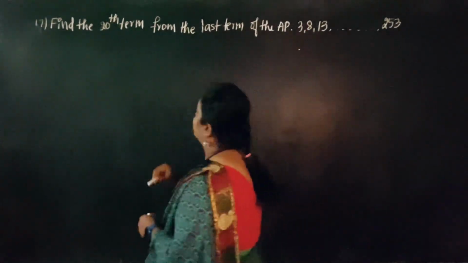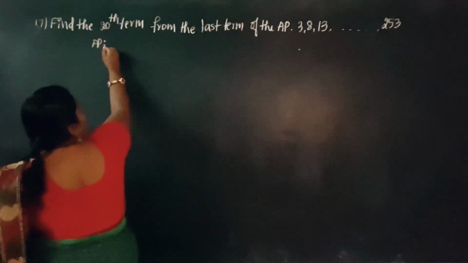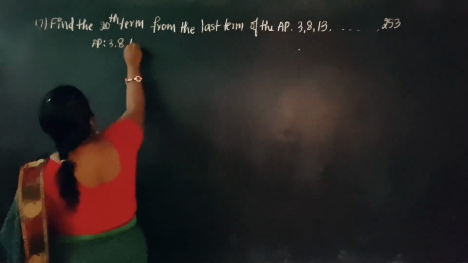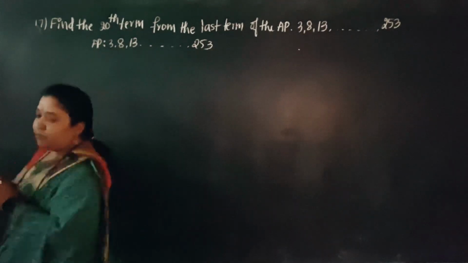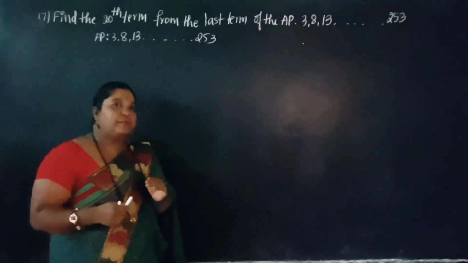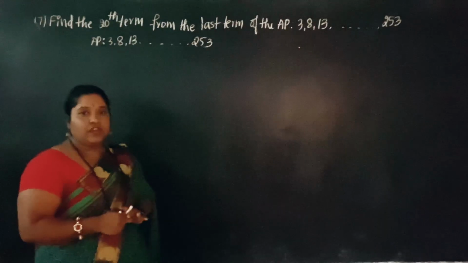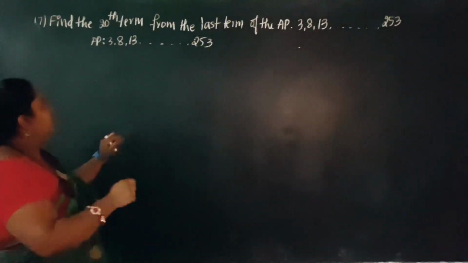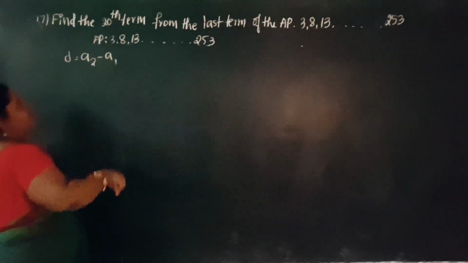Now you just see here what is happening. AP is provided. What is the AP, dear? AP is 3, 8, 13 up to 253. Means from the end you need to find here. So to do that, what you people have to do is first calculate the D value. Okay. So first calculate the D value. What is the D value? D is equal to A2 minus A1.